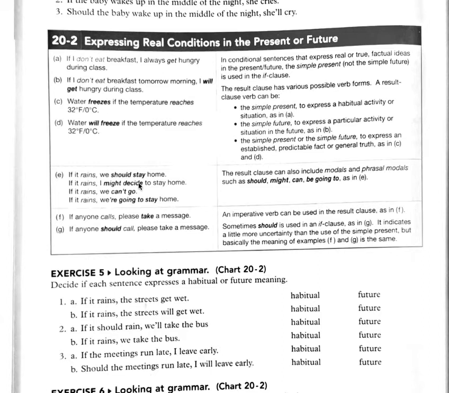Look at letter E. In letter E, you're using a phrasal modal. If it rains, we should stay home. If it rains, I might decide to stay home. If it rains, we can't go. If it rains, we're going to stay home. The result clause can also include modals and phrasal modals such as should, might, can, and be going to, as in example E.